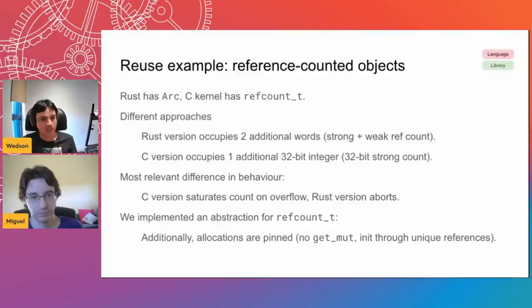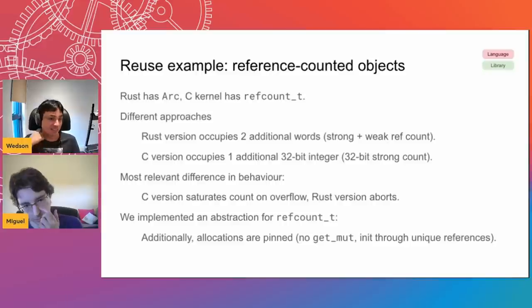So here's an example we feel is a successful example of reusing existing C code in the kernel. In Rust we have Arc, existing Arc, and it's in liballoc. So we could use it if we wanted. And in fact, when we started, we were using this. And we have a competing implementation on the C side in the kernel that is refcount_t.